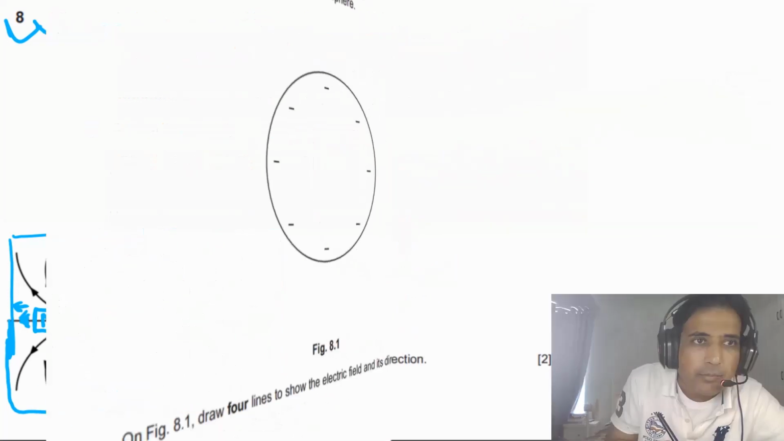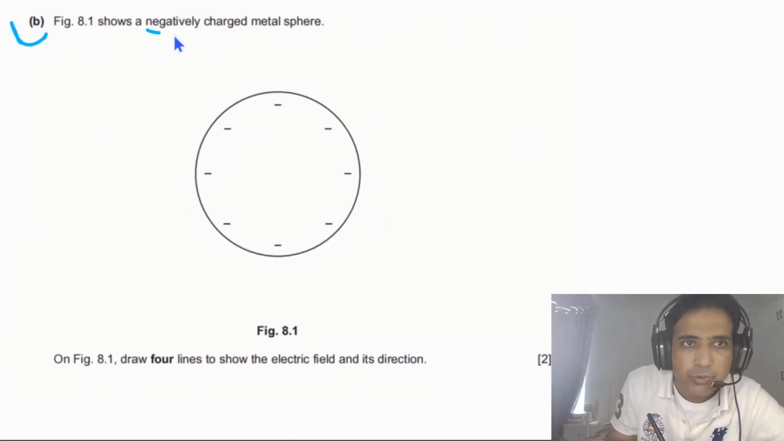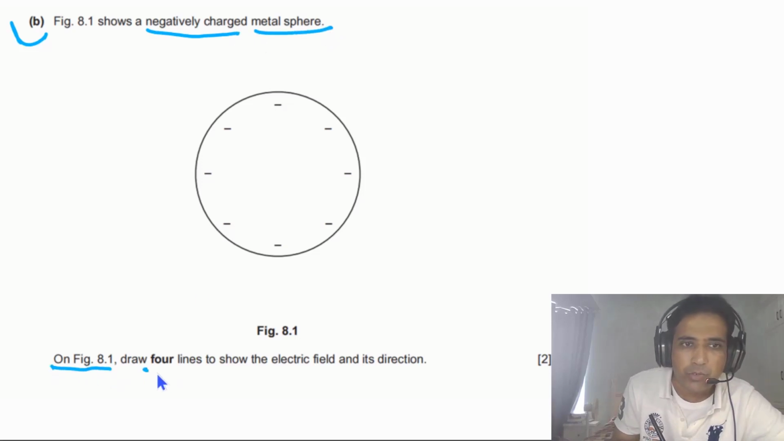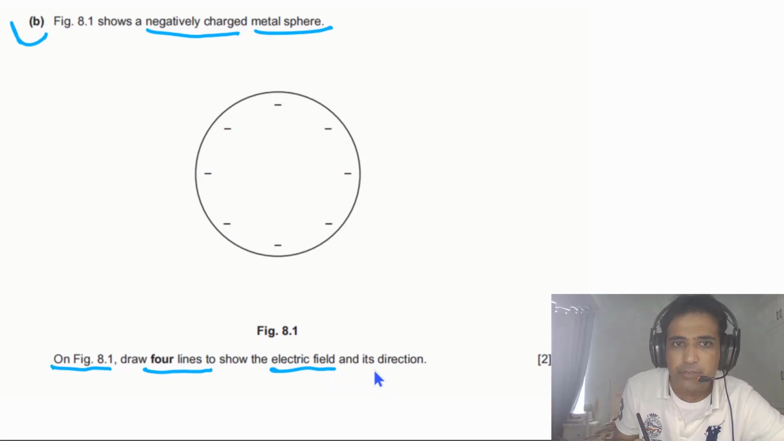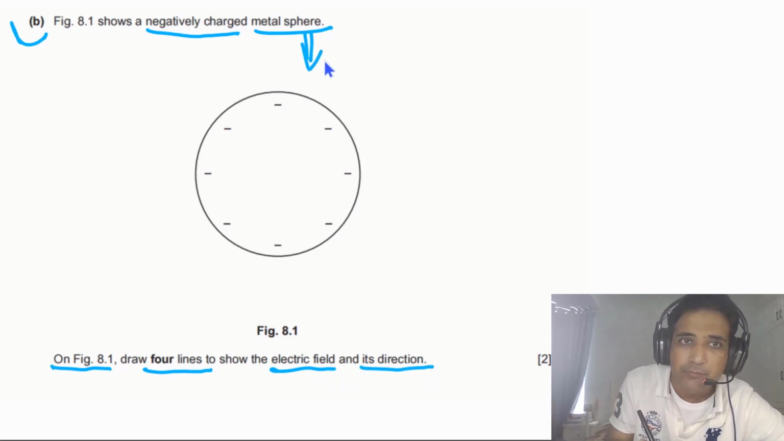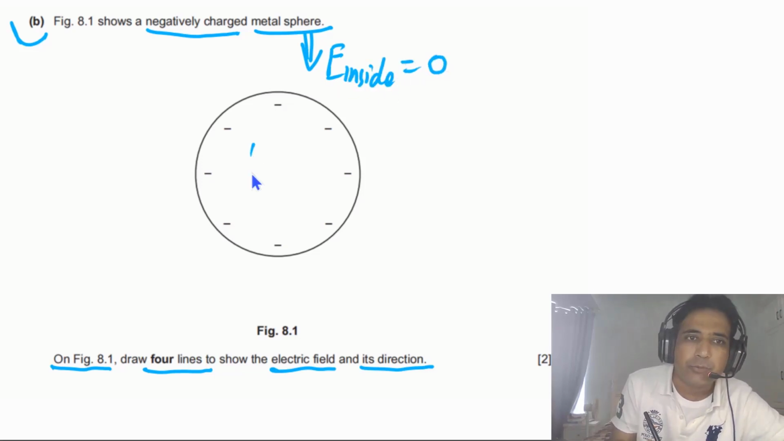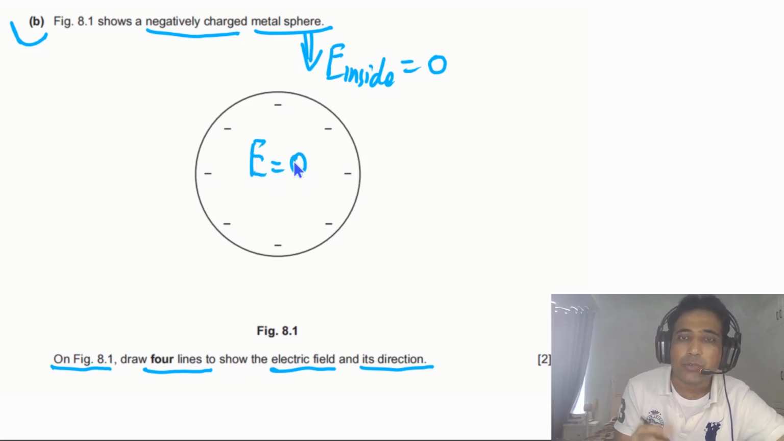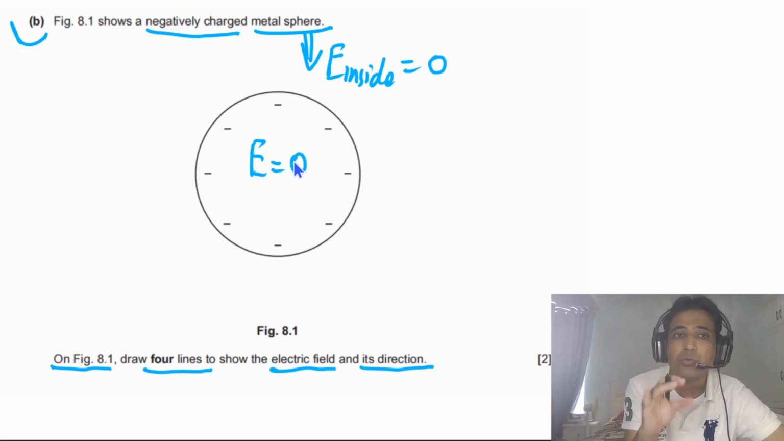Part B says figure 8.1 shows a negatively charged metal sphere. On figure 8.1, draw 4 lines to show the electric field and its direction. First of all, we need to understand we have a metal sphere, so the electric field inside any metal sphere should be equal to 0. So simply we can write here electric field inside has to be equal to 0. The electric field lines now we need to draw from the surface.